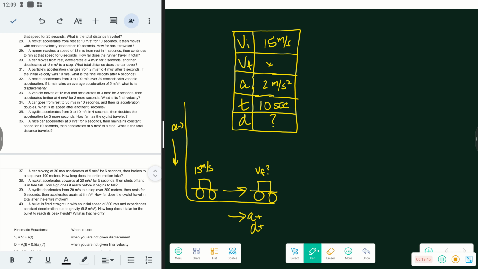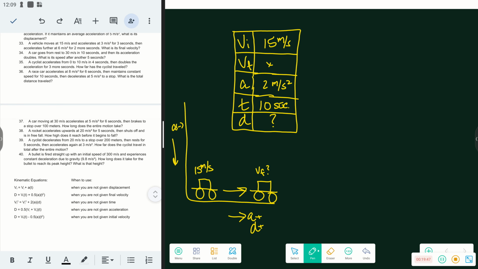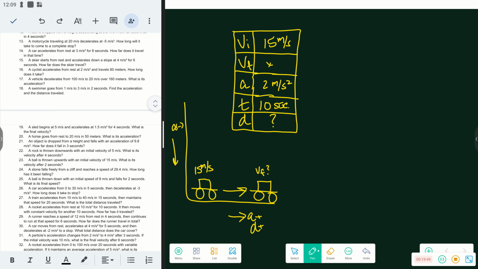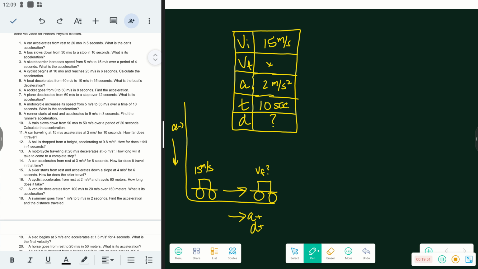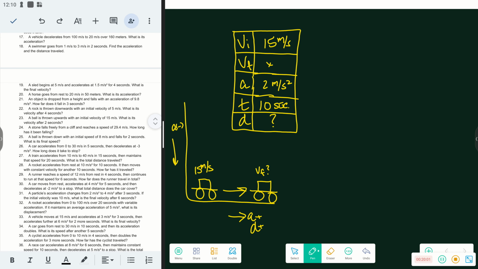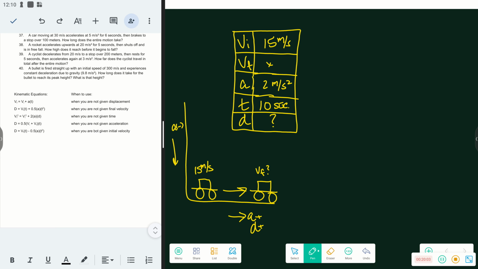Wait, I have a question. How do we know which one we're solving for? It doesn't say it in the problem. A car traveling at 15 meters per second accelerates at 2 meters per second squared for 10 seconds. How far does it travel? So far being the key word. So what do you need? You need to solve for displacement, but you don't have final velocity.